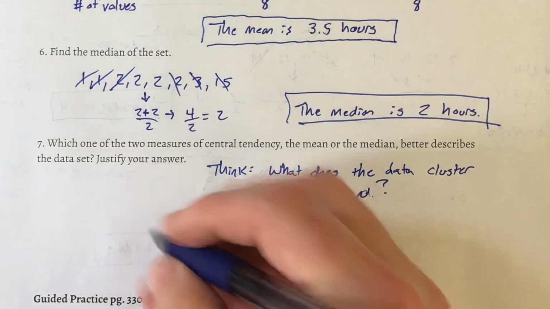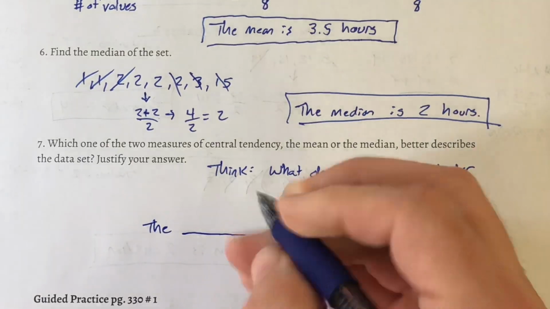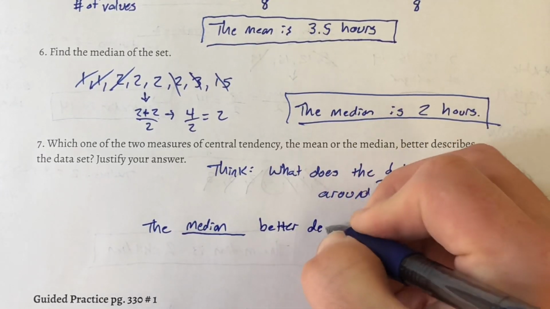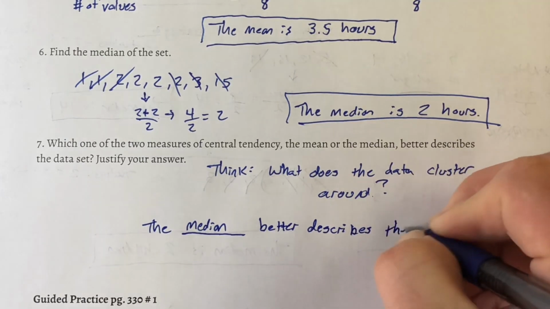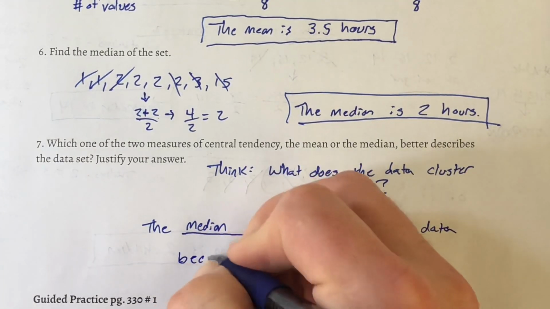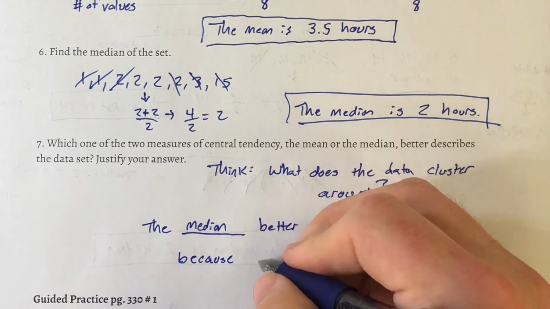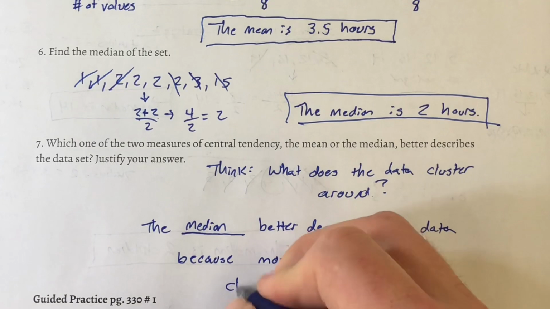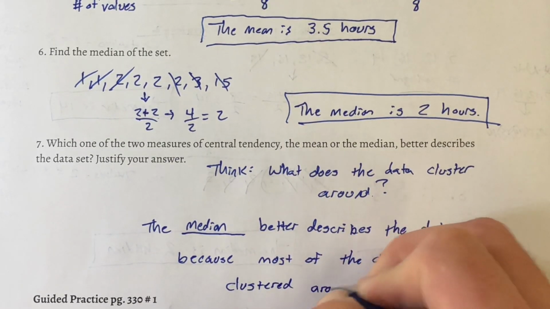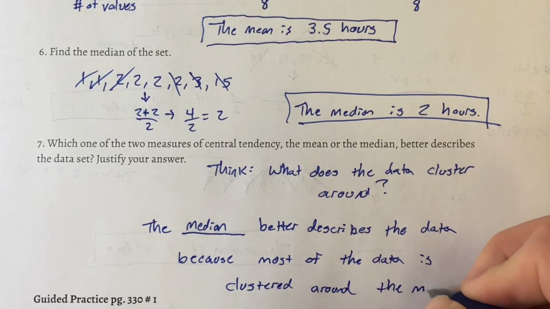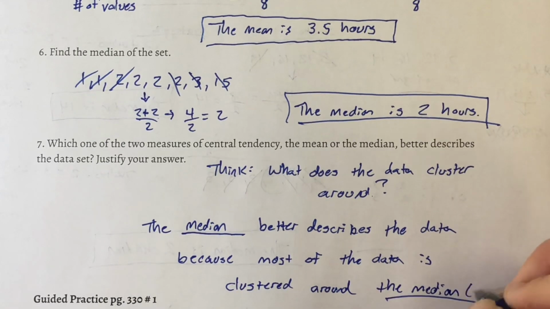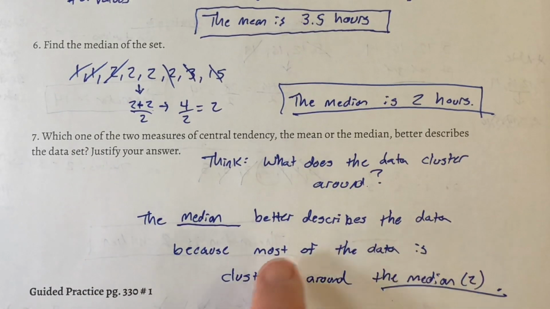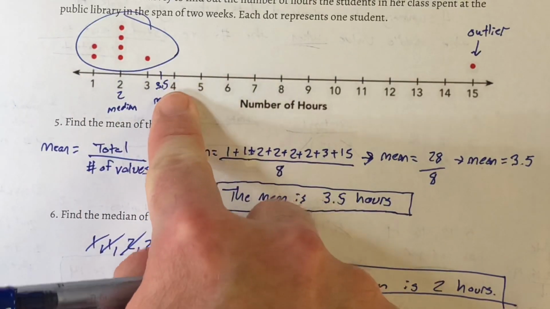So what's our answer? Follows the basic format. We're going to say the median better describes the data because most of the data is clustered around the median, which is 2. And that's it. Again, the median better describes the data because most of the data is clustered around the median. Most of it's not clustered around the mean.